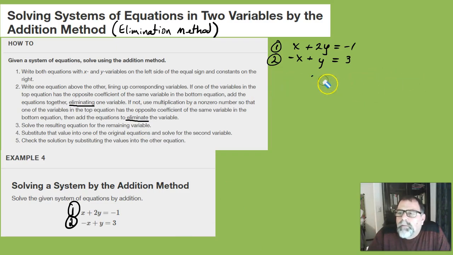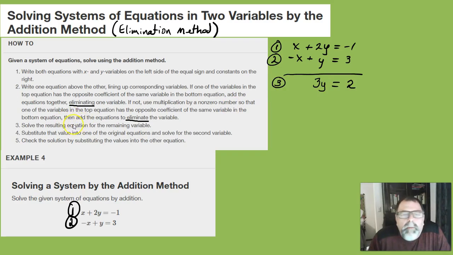You can just add down the columns like you were doing an addition problem. So you just add down: negative x plus x is 0. We don't have to write anything. 2y plus y is 3y. Negative 1 plus 3 is 2. So that's the addition, or sum, of these two equations, and it eliminated the x. So we can see we have an equation with one variable. I'm going to call this equation 3.